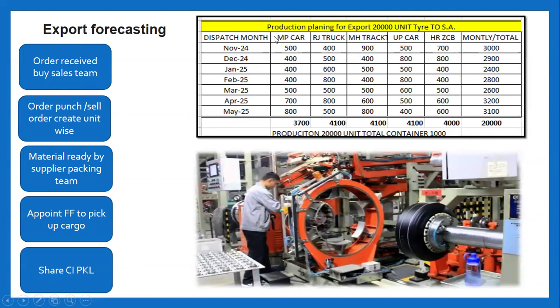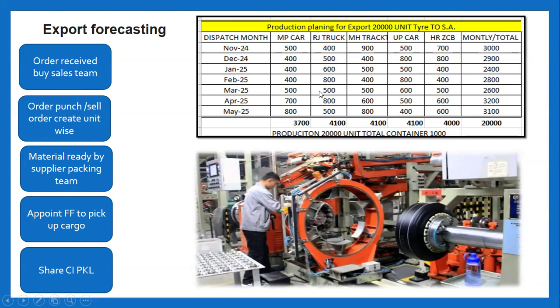Like the MP plant manufactures 500 tires, Rajasthan 400, Maharashtra 900, UP 500 and Haryana 700. So a total of 3,000 tires need to be dispatched in November.